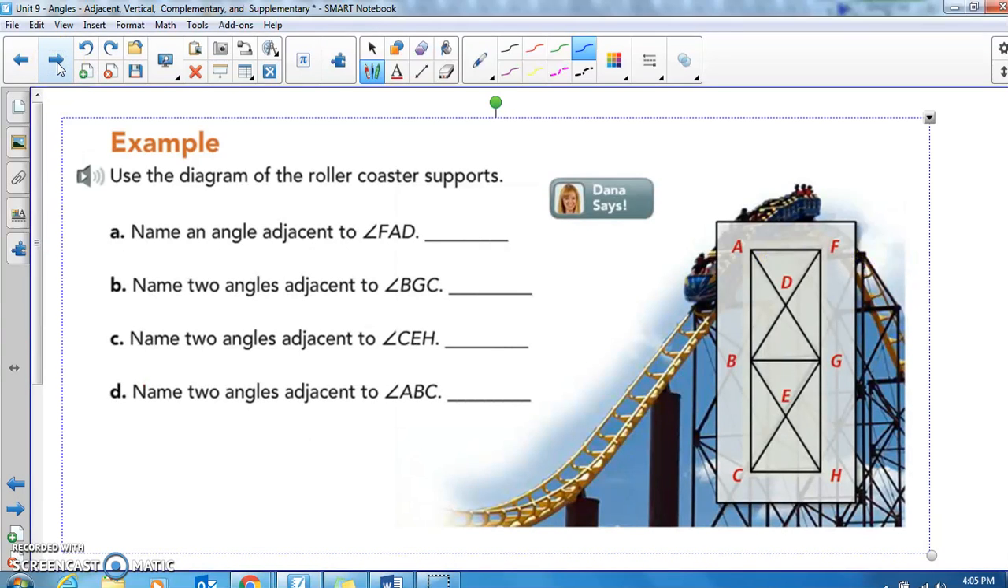All right, it says use the diagram of the roller coaster supports on the right side. Let's name an angle adjacent to angle FAD. So I'm going to do the first one or two with you. All right, so let's look at angle FAD.